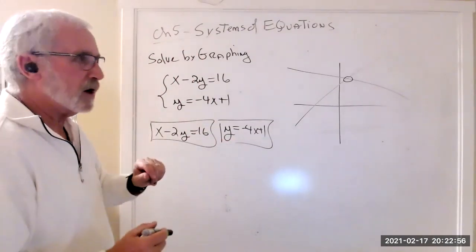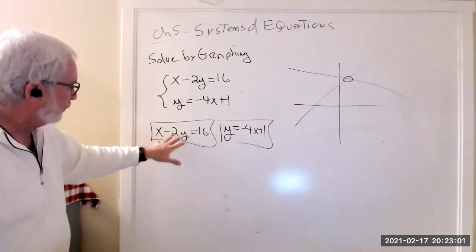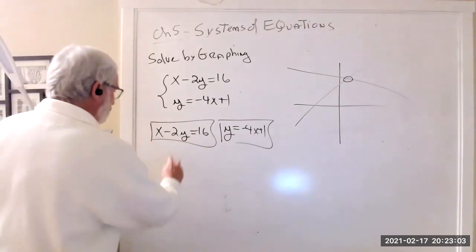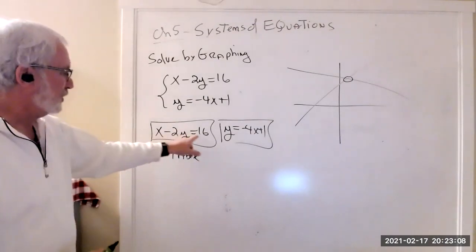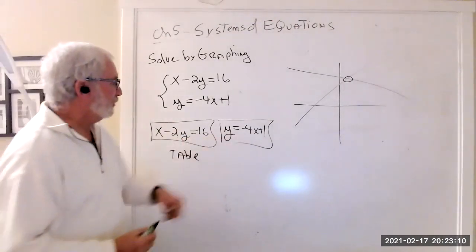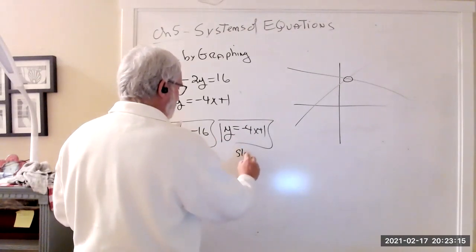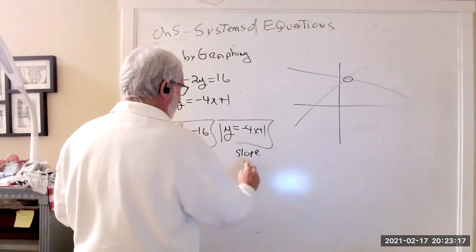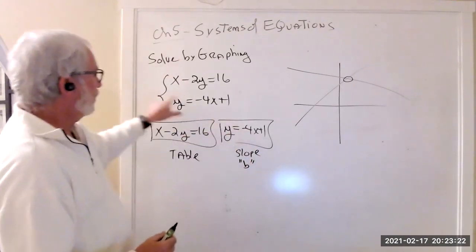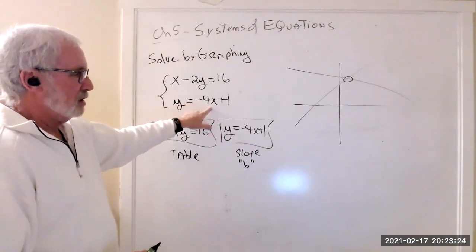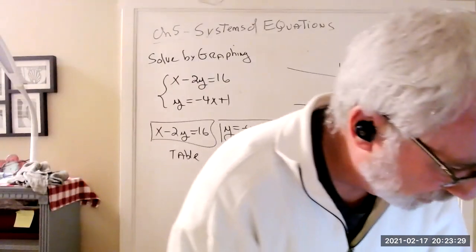Remember, we just got done talking about this. Personally, I would graph the first one with a table because it's in what's called standard form. And I would graph the second one with the slope and the y-intercept, the b value, because it's in y equals mx plus b form. But you can graph them any way you want. So I'm going to pause the video.